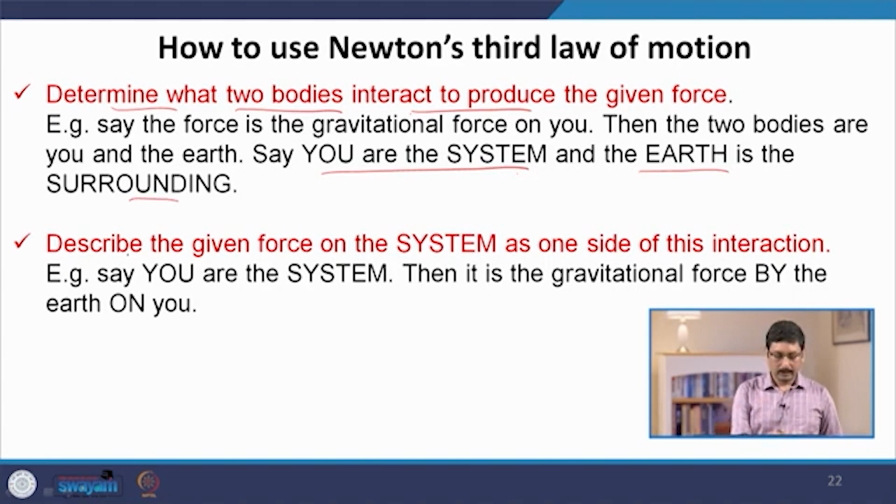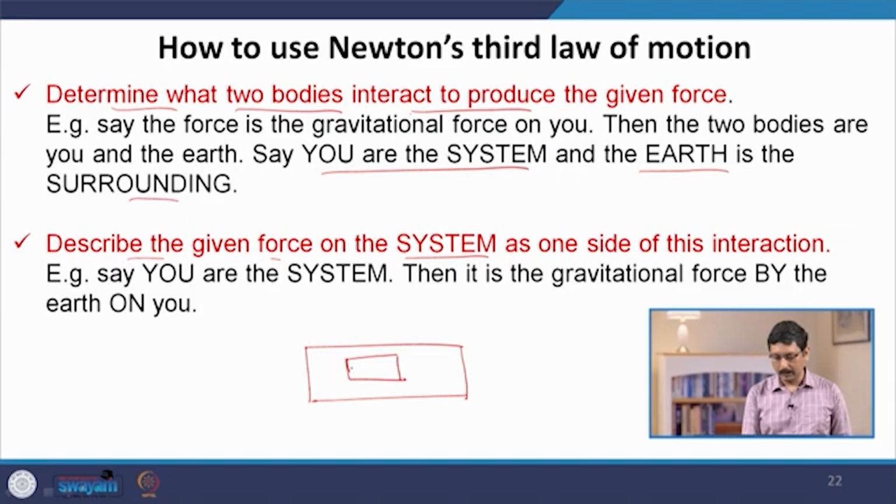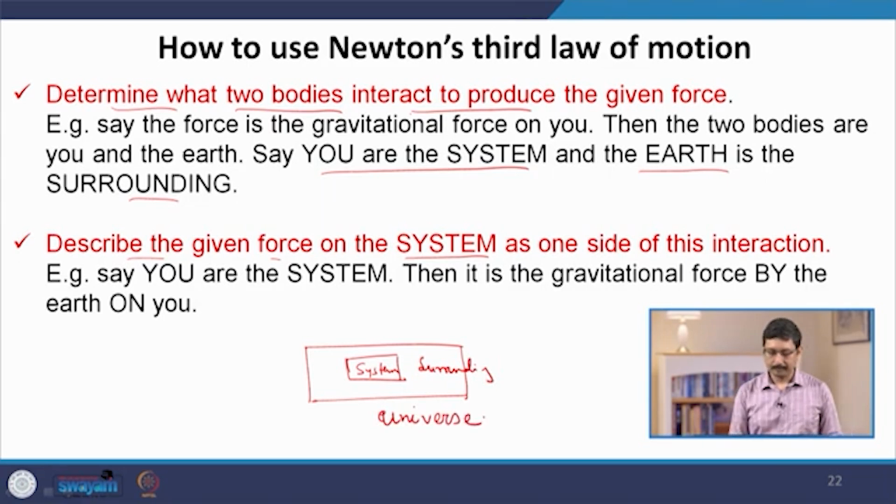Once you do that, the next point is to describe the force on the system. If you remember, in the previous lecture we said that our picture for analyzing a problem is that we divide the universe into two parts. This is our system, and this is the surrounding, and this is the universe. So, describe the force on the system. If you are the system, then the force by the earth on you is the force.